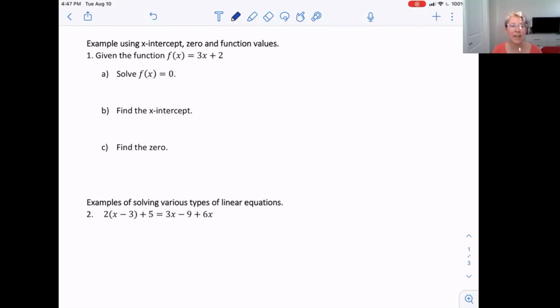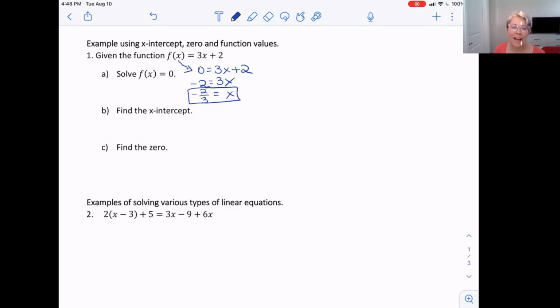Suppose they give us the function f of x equals 3x plus 2. Notice it's linear, but that doesn't really matter. They're asking us to solve for f of x equals 0. Since f of x equals 0, we can plug 0 in for f of x, in other words, our y value. 0 equals 3x plus 2, and solve this linear equation. Subtract 2 from both sides, and then divide both sides by 3. We get an x value of -2/3.